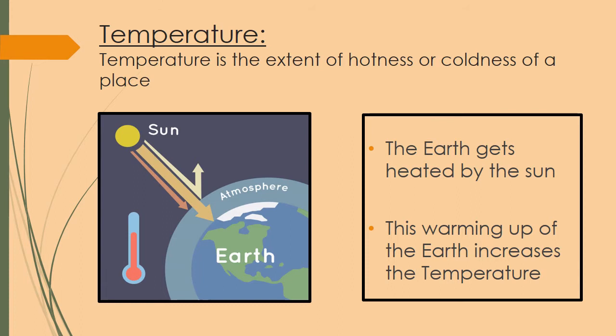Sun rays fall directly over the equator, so places near the equator are hot, and the sun rays fall slanting on the poles, so they are cold. You can also take the example of India. In India, there is variation in temperature. In Rajasthan, the temperature is very hot in summers, but when you visit a hill station like Himachal Pradesh or Uttarakhand, the climate is cold.